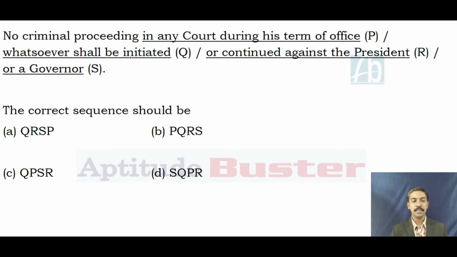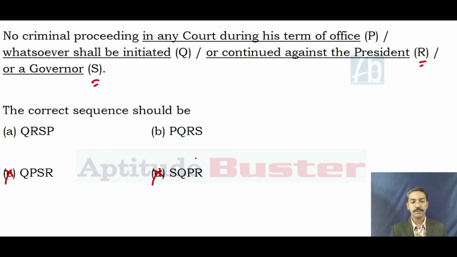No criminal proceeding in any court during his term of office whatsoever shall be initiated or continued against the president or a governor. Now as you read it, we can say it for sure, segment R and segment S must be coherent. If you apply that clue on the options, we can easily eliminate option C and option D. There is just A and B remaining.